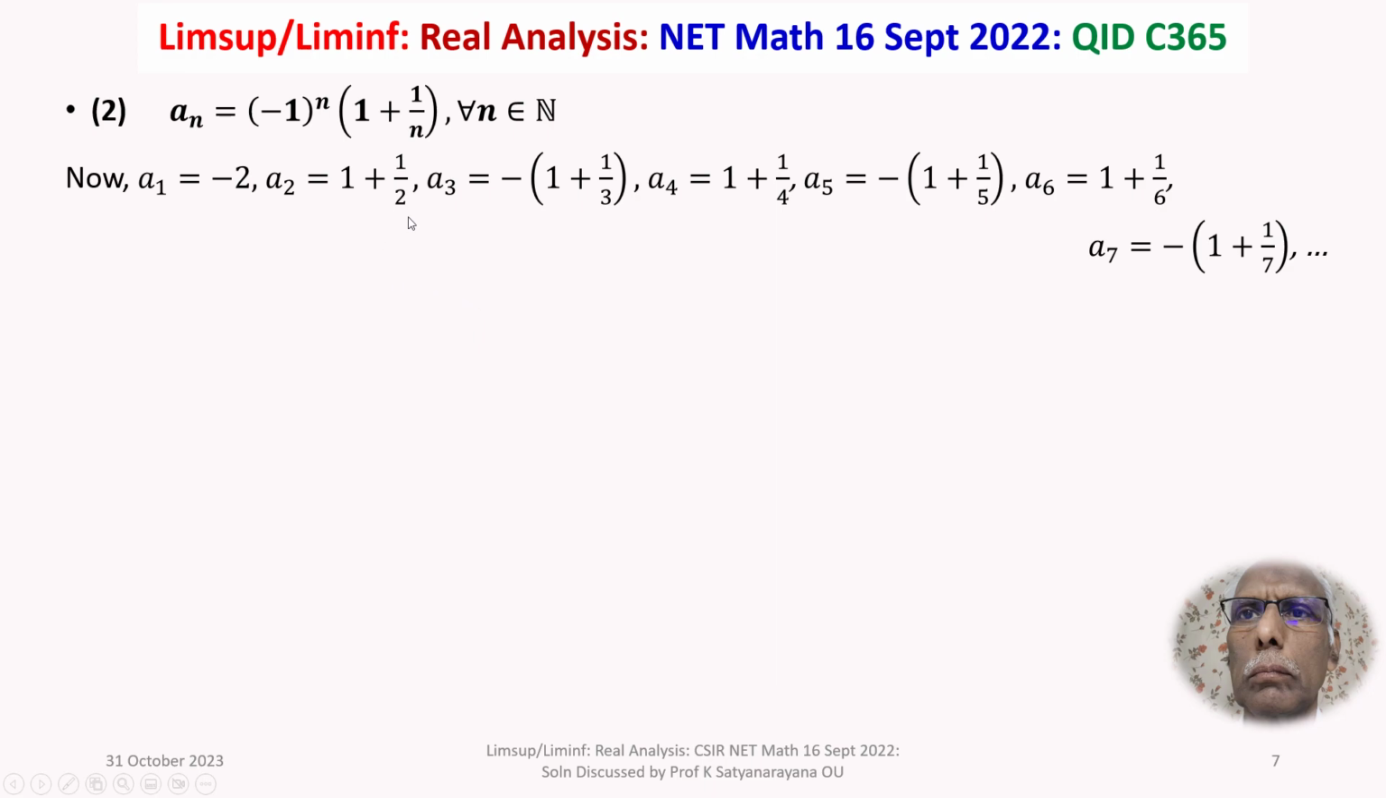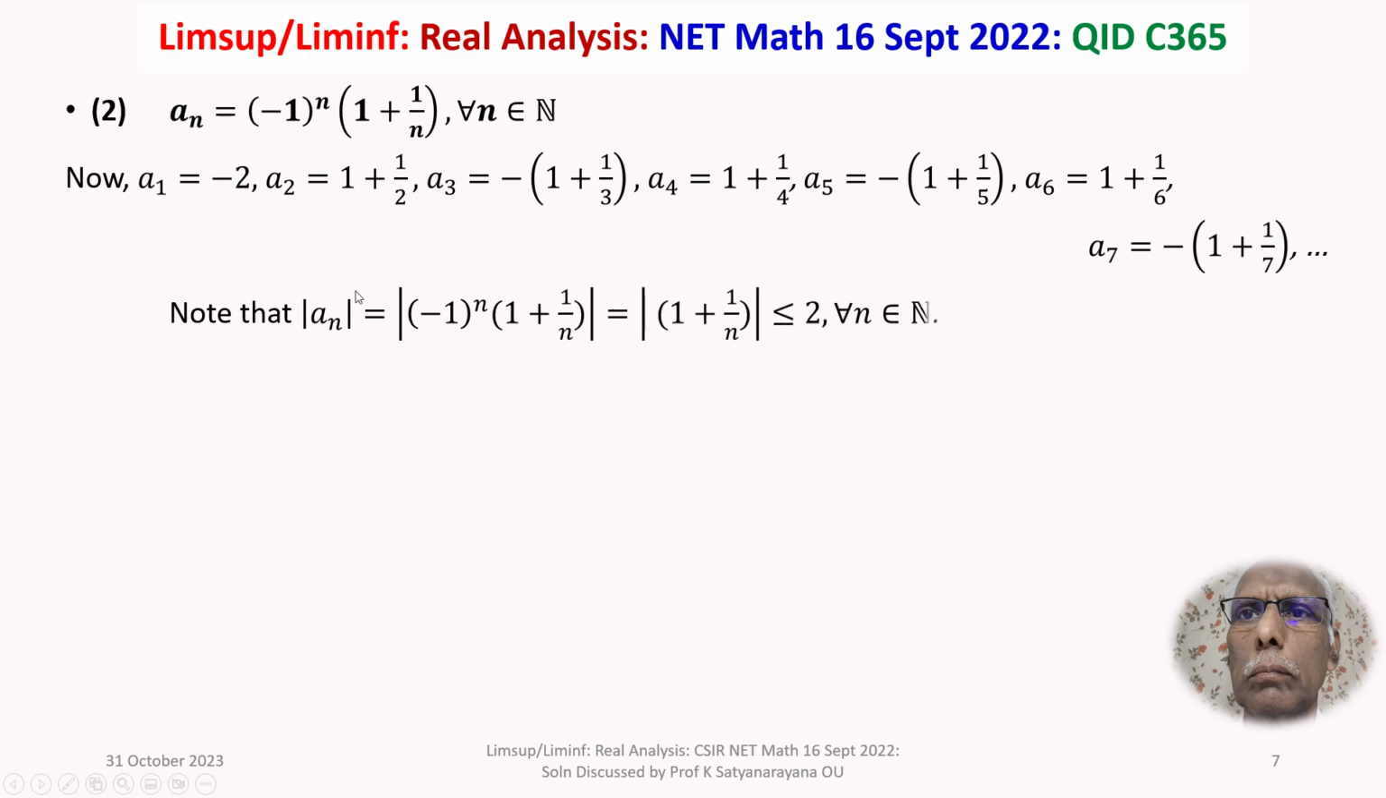Now let's see the range. Let's first of all see the modulus of a_n, which is the modulus of (-1)^n times (1 + 1/n). The modulus of (-1)^n is plus 1, so it will be the modulus of 1 + 1/n, and this is less than or equal to 2 for all n belongs to N. That means there exists a positive M greater than 0 such that the modulus of a_n is less than or equal to M for all n belongs to N. So this tells you the sequence a_n is bounded.